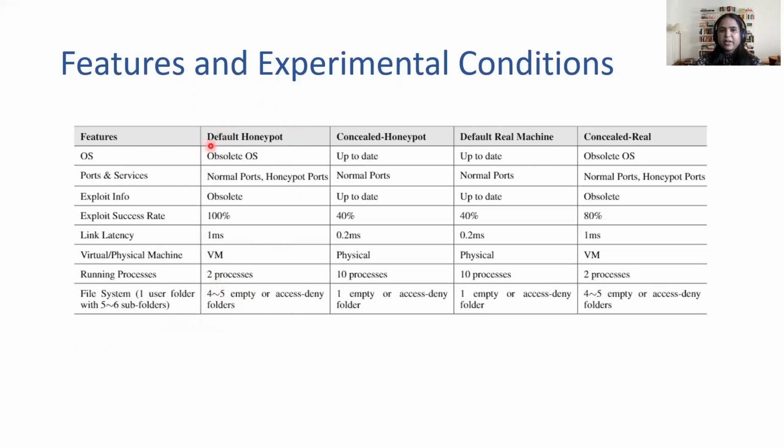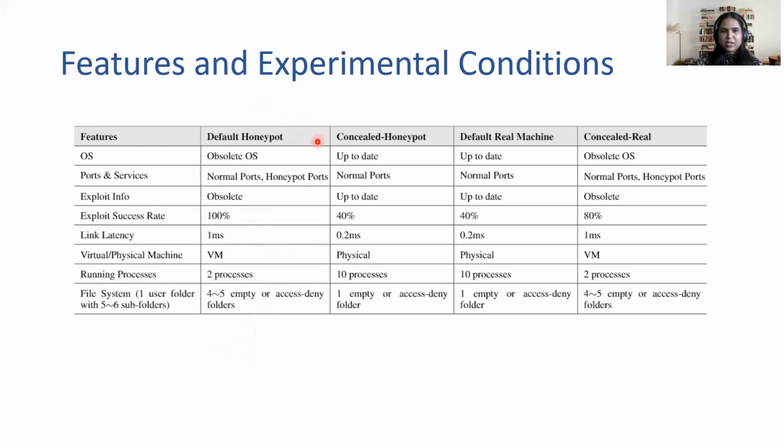We surveyed a few honeypots and found out what the default configuration is on the majority of honeypots. We found that most of them have an obsolete operating system. They have specific ports dedicated for honeypots. Most of the exploits are obsolete, in the sense they are old exploits whose attack success rate is 100%. Link latency is high and mostly honeypots are deployed on virtual machines. They have a small number of processes and mostly the folders are either empty or you will not have access.